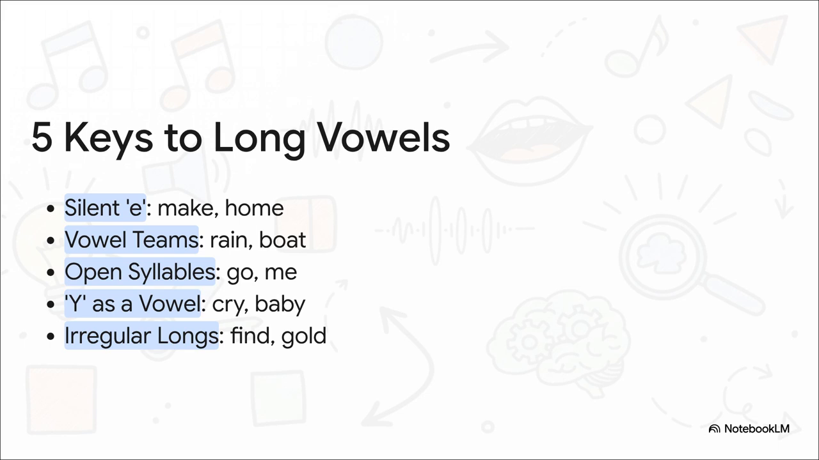So what are these clues? Well, there are 5 main keys that unlock these long vowel sounds. First up is the famous silent E at the end of a word, like in make, or our first example, hope. That E is just a little signal. Then you've got vowel teams. When 2 vowels go walking, the first one does the talking, like in rain or boat. There are also open syllables, where a syllable ends on a vowel, like in go or me. That almost always makes the vowel long. Even the letter Y gets in on the action, acting as a long vowel in words like cry and baby. And yeah, okay, there are some irregular ones, like find and gold, that you just kind of have to know.